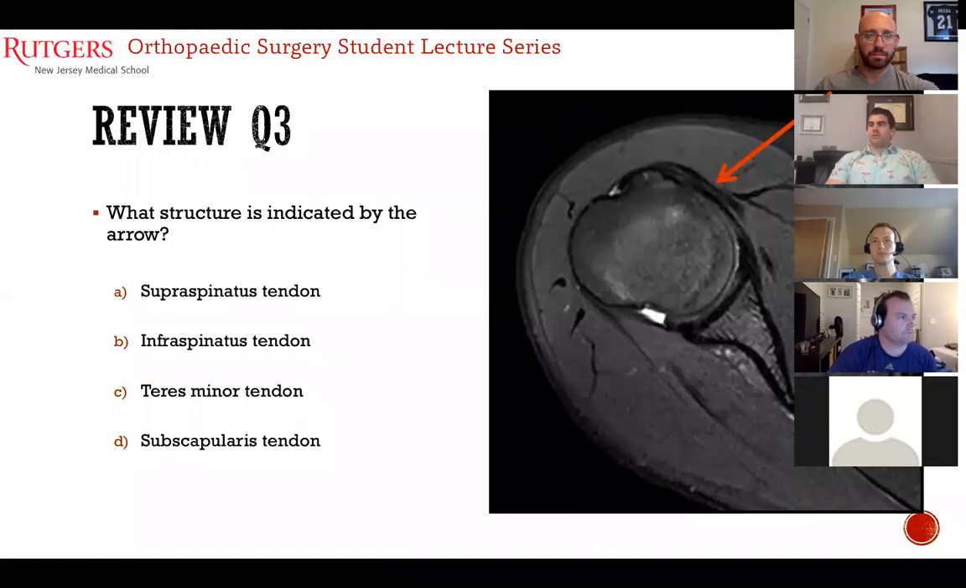All right. Tough shoulder. What structure is indicated by the arrow? I don't actually think I looked at this review question. Better get it right.